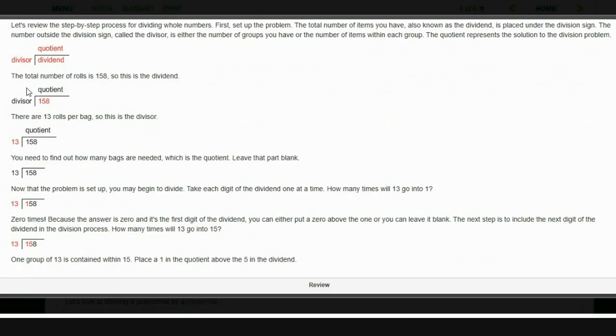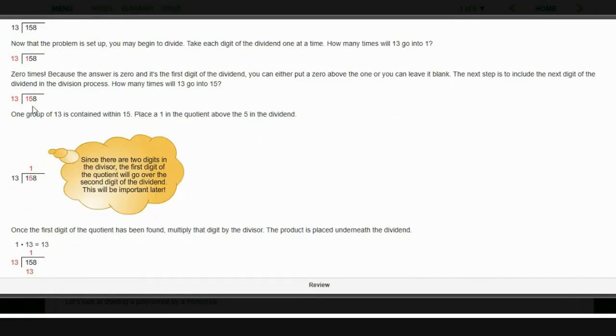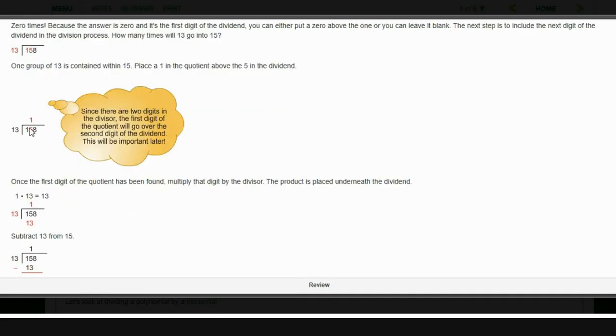But let's talk about the terms that we use. The number that you're dividing into is the dividend. In this case, it's 158. The divisor is the number that we're dividing into the dividend, so when 13 is divided into 158, 13 is the divisor and 158 is the dividend. And the answer you get on top is the quotient. So when you divide 158 by 13, 13 into 15 goes once.